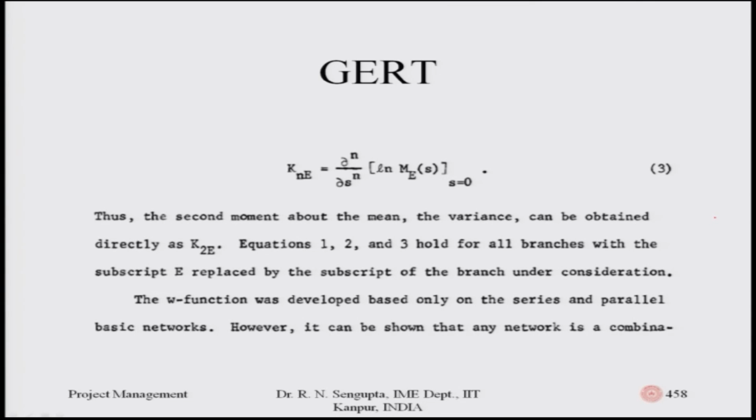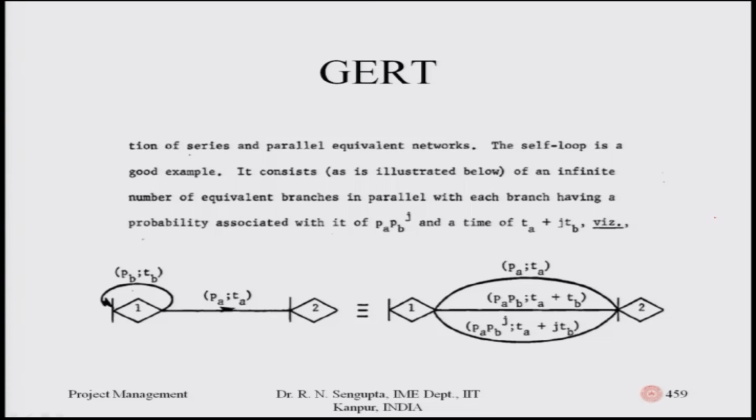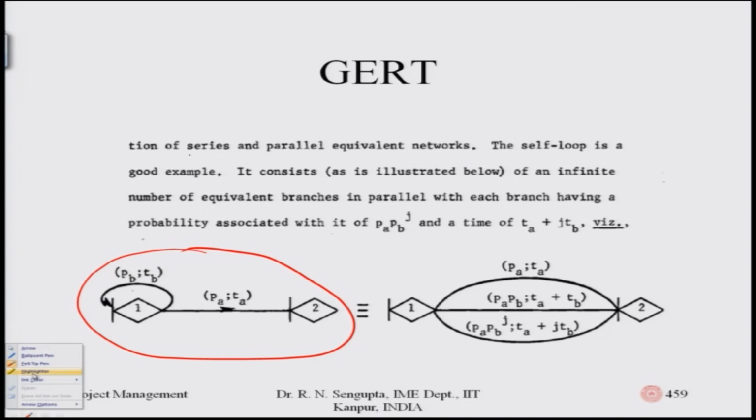So, using these equations, which hold for all different types of branches, the values of subscript e may be replaced by the subscript of the branch under consideration, and you can expand this. The W function was developed based only on the series and the parallel network for the loop. However, it can be shown that any network is a combination of series and parallel equivalents. So, it can be extended to any case. The self loop is a good example. So, if you consider the self loop, so if you have the self loop here, let us consider here, which I am now highlighting. Let me try to basically use a different color.